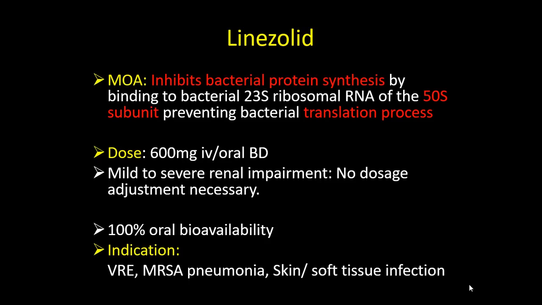Another drug is linezolid, which has extensive gram-positive coverage, and it is again specifically reserved for MRSA, skin and soft tissue infections. Mode of action is inhibiting bacterial protein synthesis, especially the 23S ribosomal RNA of the 50S subunit. So here 50S also has a subunit, that is 23S, which gets inhibited by linezolid. Dosage is 600 mg IV. Oral absorption is excellent, almost 100%. No need to adjust the dosage. Indications: vancomycin resistant enterococcus and MRSA pneumonia, skin soft tissue infections.